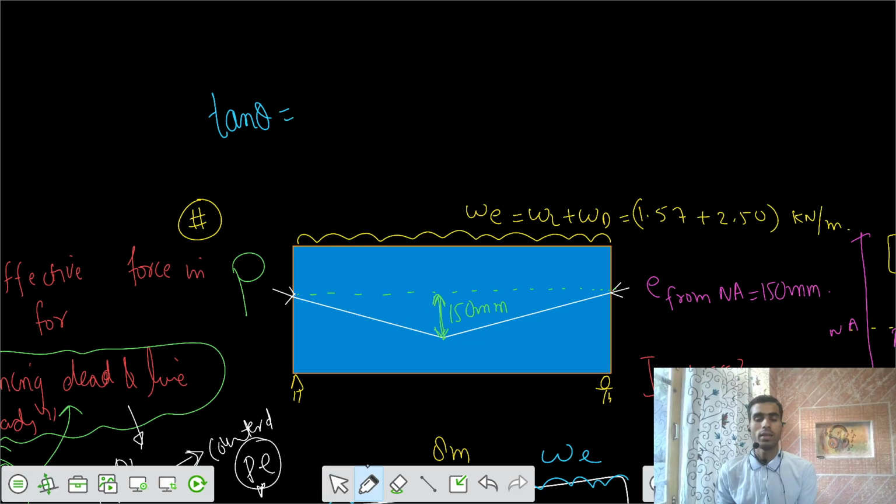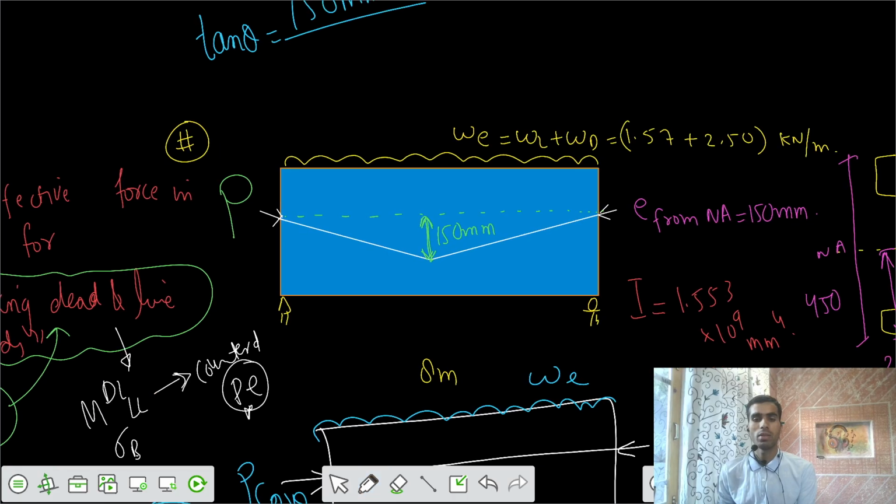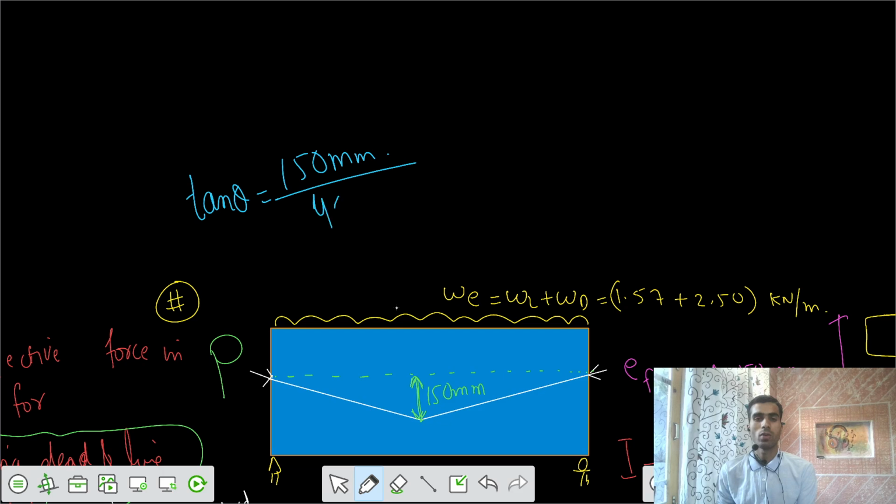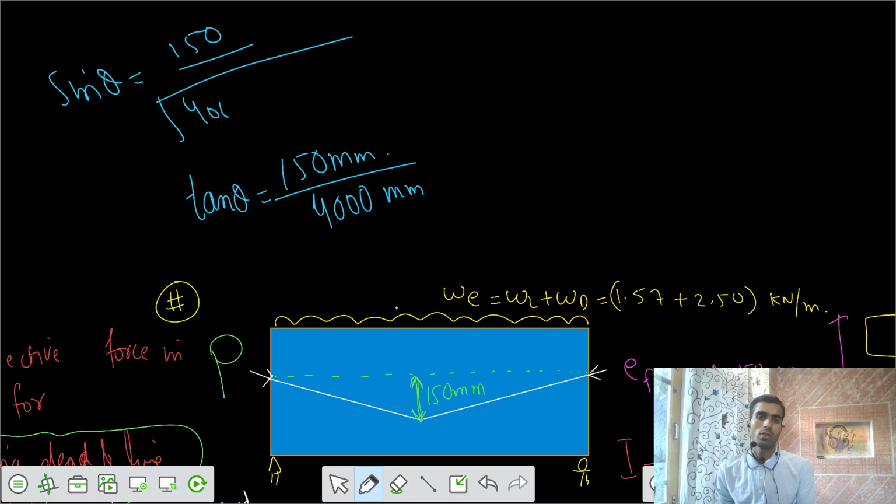Tan theta is perpendicular by base. Your 8-meter beam is there, which means your base becomes 4,000 millimeters. If you want to calculate sine theta, you will see what the difference is. Sine theta is 150 divided by root of 4,000 square plus 150 square. If this is theta, then sine theta is 150 by root of 150 square plus 4,000 square. So this is 0.0375.